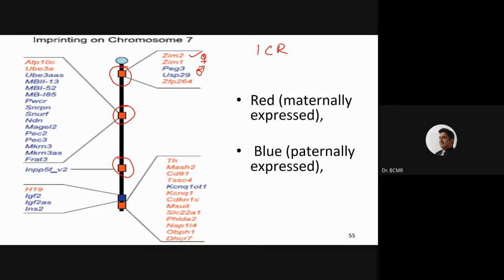Okay, so we are talking about one chromosome, and one chromosome can have multiple of these loci, and we have 23 pairs, including sex chromosomes. So I hope you can understand that there are multiple genes that are imprinted.